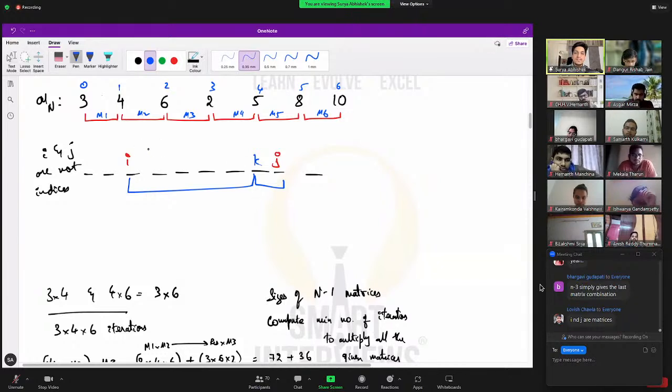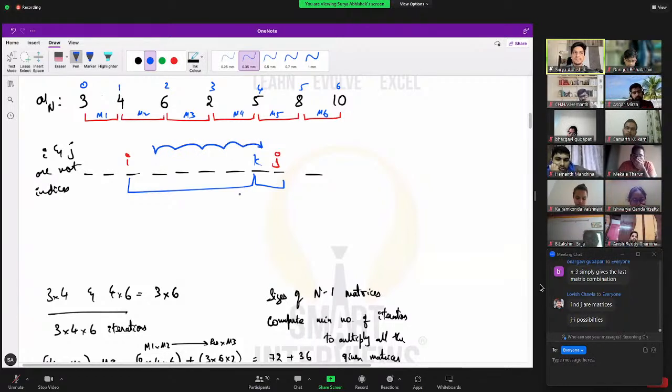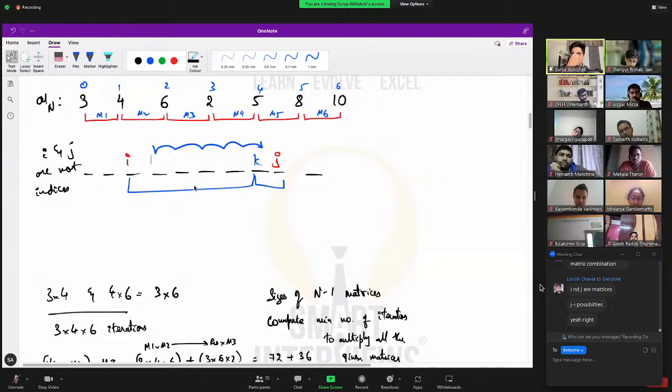It means that k is looping over all the matrices in the range of the i plus 1th matrix to the j minus 1th matrix. Yeah, you can say there are j minus i possibilities, j minus i minus 1, technically. But yeah, that is the number of possibilities that we have here. Only if you understand this step can we move forward, guys. Please let me know if there's any confusion, if you want me to repeat.